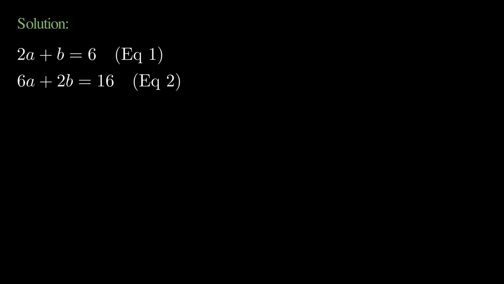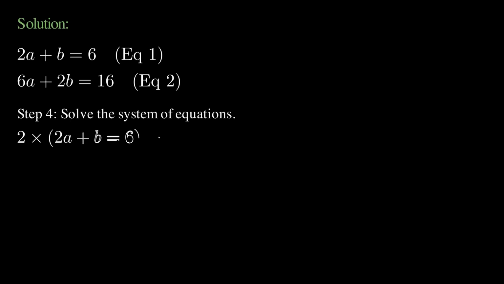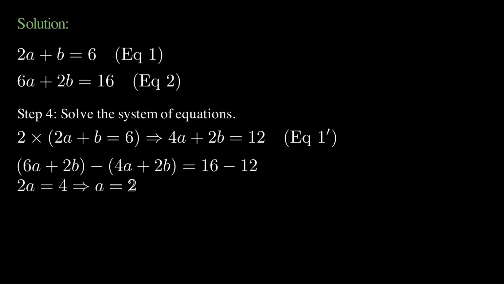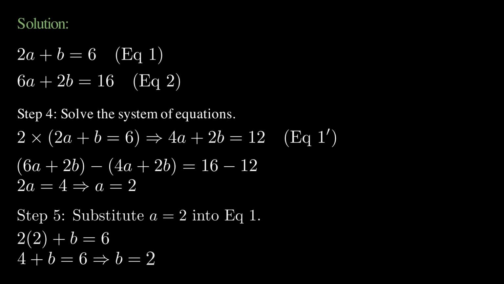Now we have a system of two linear equations with two unknowns. We have 2a plus b is equal to 6, and the second equation is 6a plus 2b equal to 16. Now to solve this, we're going to use the elimination method. Multiplying equation 1 by 2 to get 4a plus 2b equal to 12, now we can subtract these two equations to get 2a is equal to 4, which means that a is equal to 2. Now in step 5, with a equal to 2, we can substitute this value back into equation 1, for example, to find b. So 2 times 2 plus b is equal to 6, which gives us b is equal to 2.